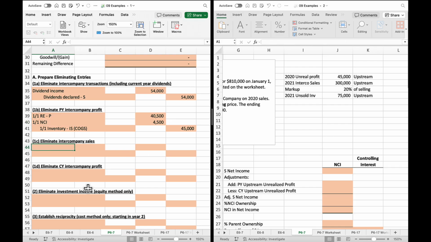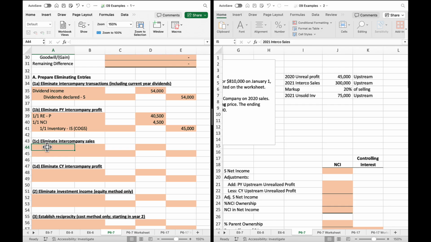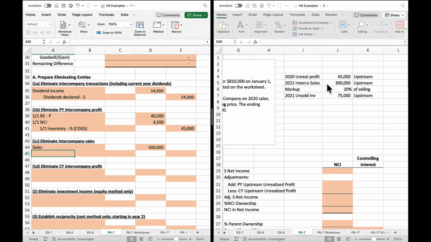Our next eliminating entry is to eliminate any current year intercompany sales. We know that there were $300,000 of sales from our subsidiary to our parent. To make sales smaller, we're going to debit the sales account for $300,000. This again is an intercompany transaction. We are getting rid of the sales by our subsidiary, and what we're going to get rid of by our parent is the purchases when they put this into cost of goods sold. Okay, purchases, cost of goods sold.